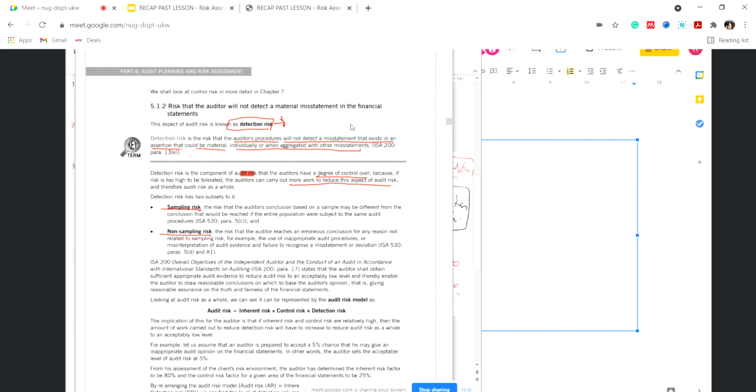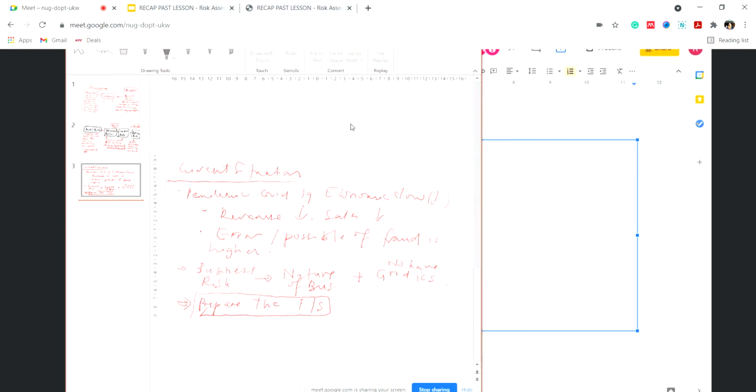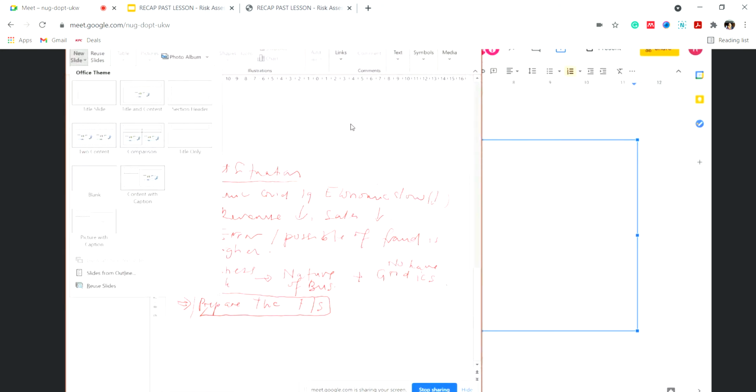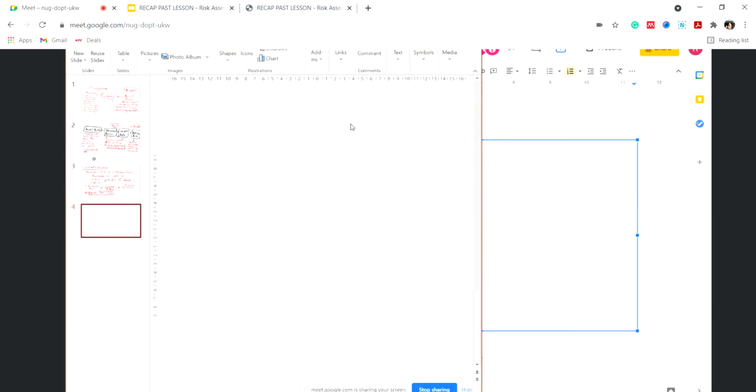Detection risk is when the auditor's procedures fail to detect a material misstatement. They have two components here when they perform the audit test.